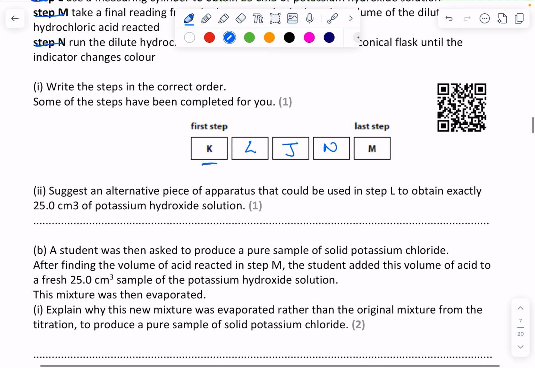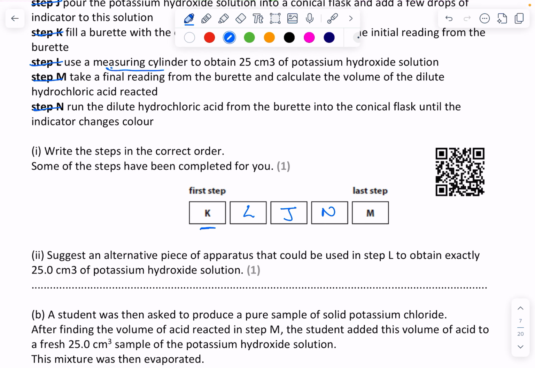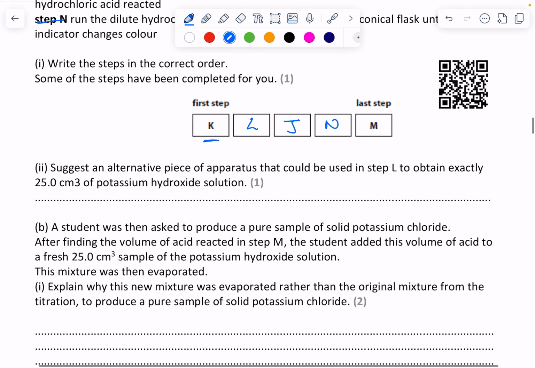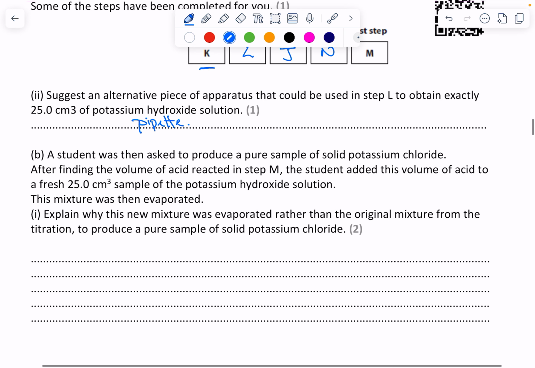Suggest an alternative piece of apparatus that could be used in step L to exactly measure out. Let's look at step L, they've actually used a measuring cylinder. If you remember when we did this in class, we actually used a pipette because that's a far more accurate way of measuring the volume.